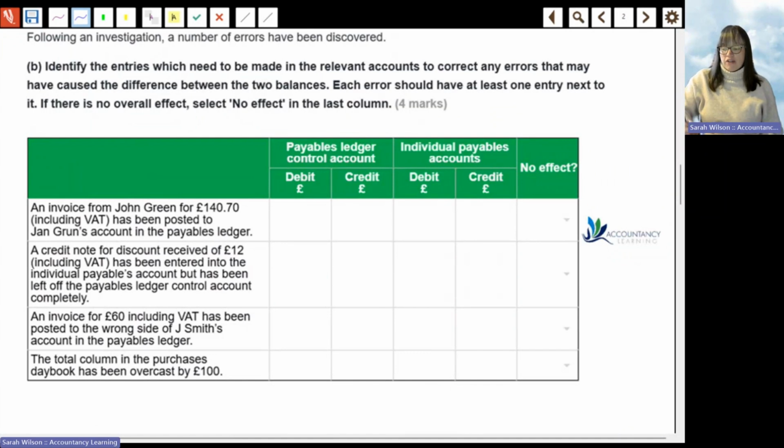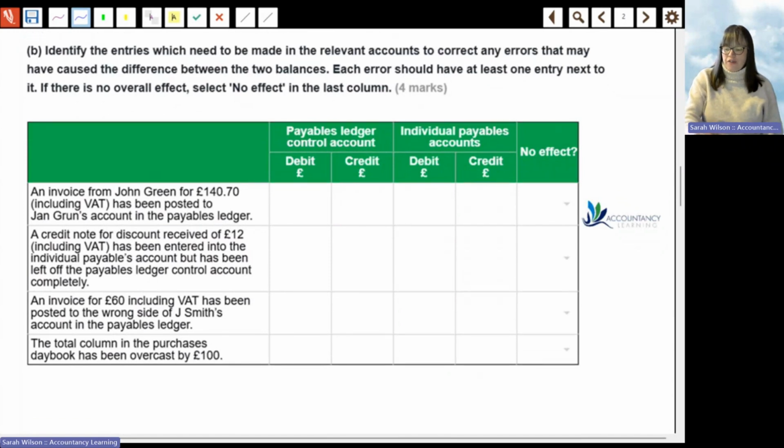We're told that each error should have at least one entry next to it, and if there's no overall effect, then select no effect in the last column. So we know for each of these we need to do something in each row.